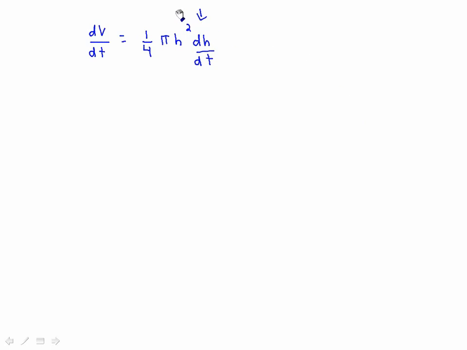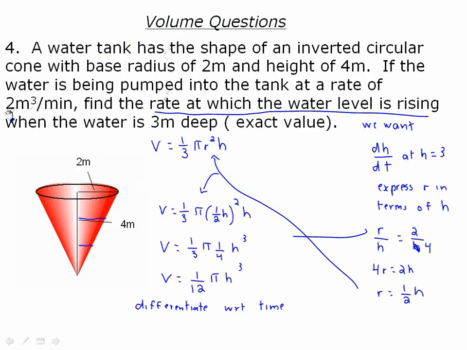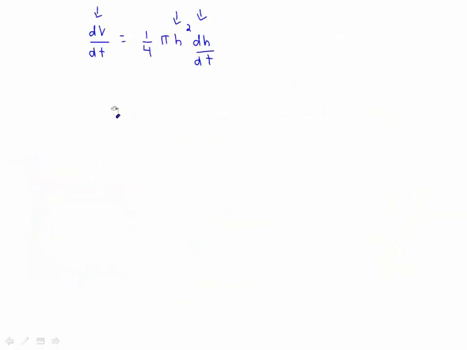And we do have h is equal to 3, and dV/dt is, water is being pumped in at 2 cubic meters per minute, so dV/dt is in fact equal to 2. So that's the number we're looking for. So 2 is equal to 1/4 pi, h is equal to 3, squared, dh/dt.